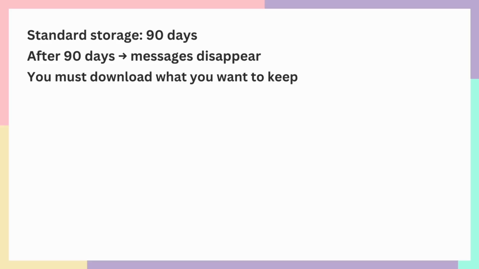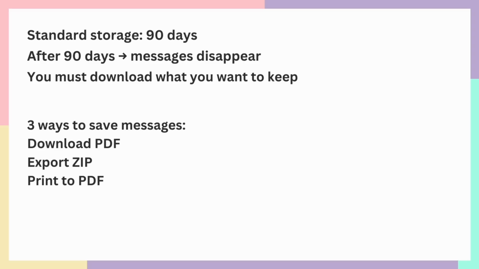Databox stores messages only temporarily. Usually, the standard storage is 90 days. After 90 days, messages disappear. So that's why you must download what you want to keep. There are three ways to download a message. Either you can download the PDF, you can export a zip file, or print the PDF. I would recommend creating an email folder or cloud archive for the Databox.